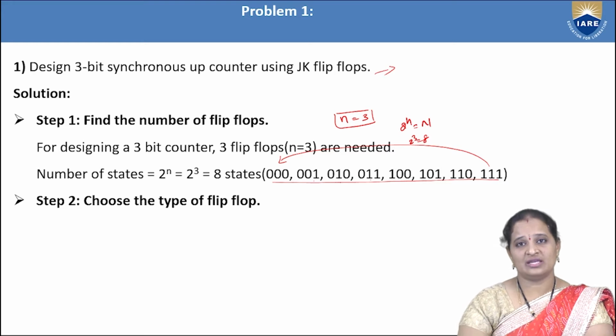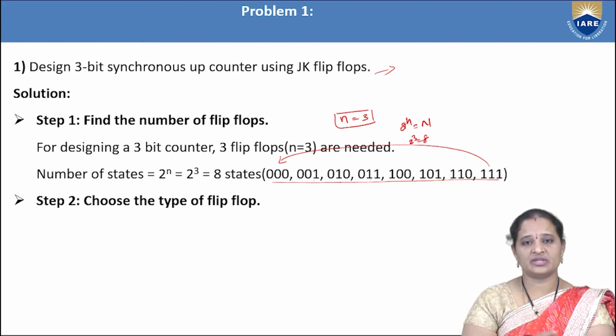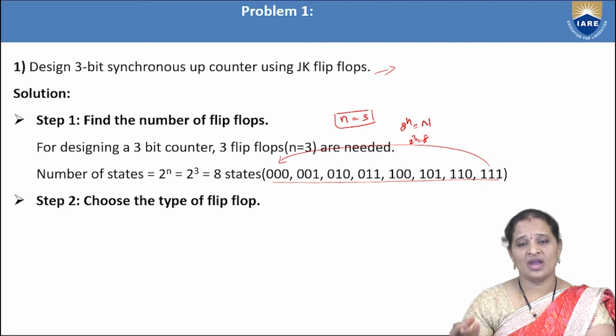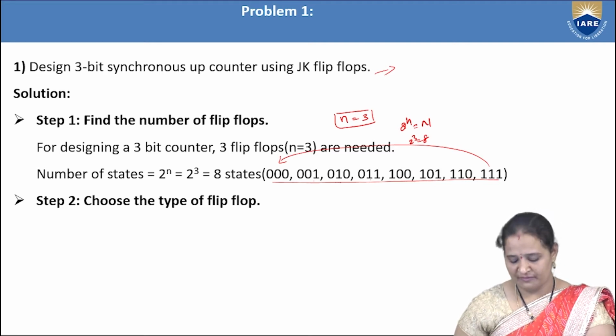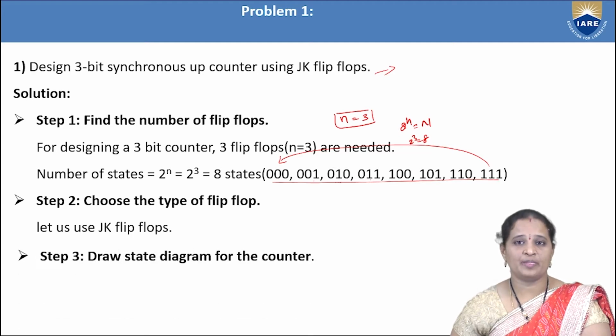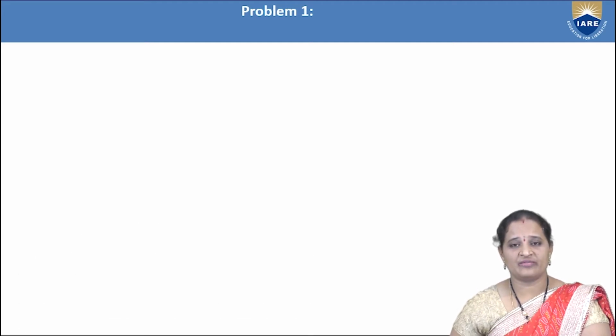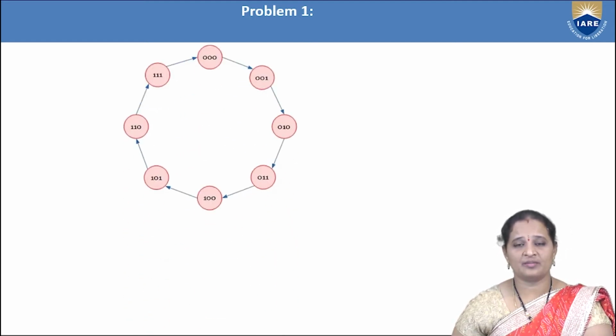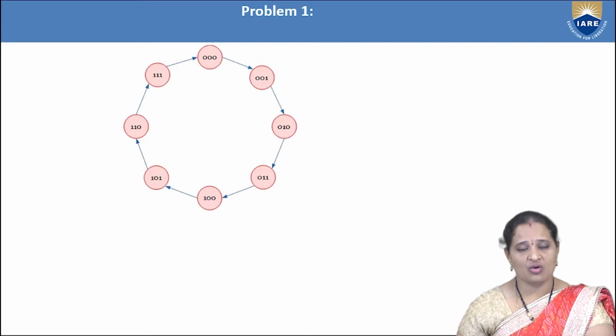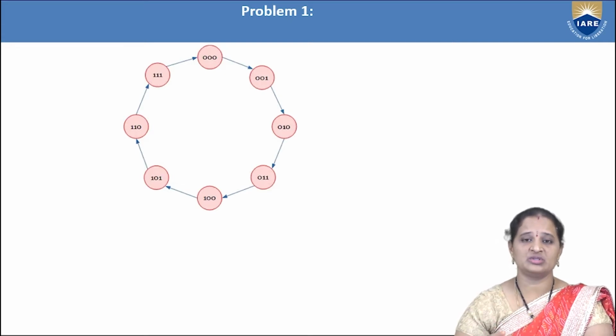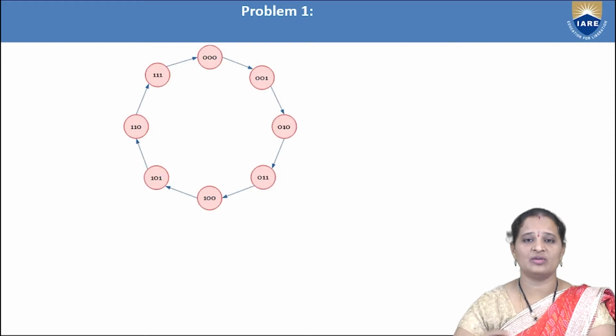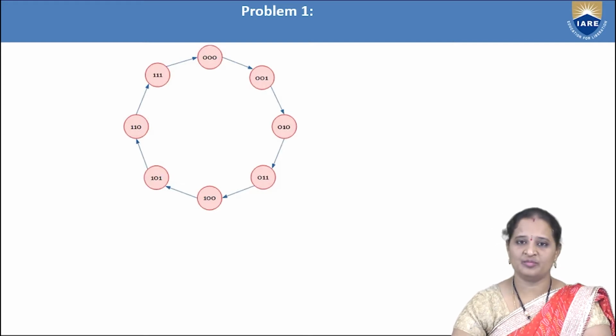Now let us take the second step. What is the second step? We need to choose the required flip-flop. In the problem statement itself, it is given that we have to design a 3-bit synchronous up counter using JK flip-flop. So the flip-flop we have chosen is the JK flip-flop. After choosing the JK flip-flop, we need to go for the state diagram. The state diagram is a diagrammatic representation of a counter, and it shows the sequence of states that the counter will undergo for the applied input clock pulses.